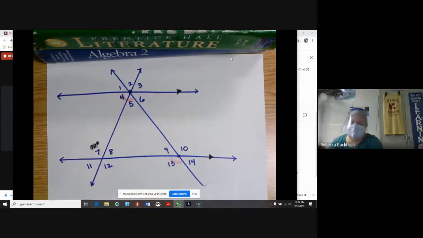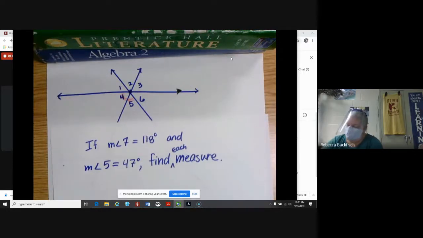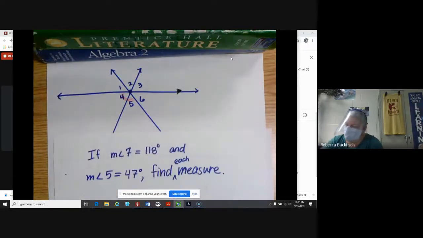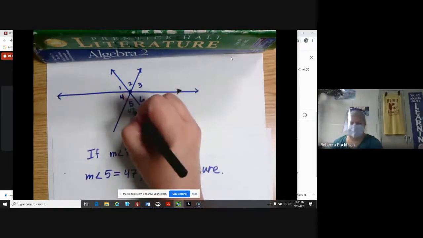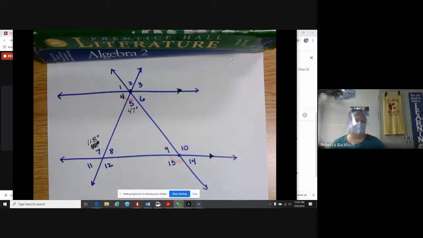There we go. 7 is 118 and 5 is 47 degrees. So 7 is 118 and angle 5 is 47 degrees. And we're supposed to find all the rest of the angle measures. So I need to give you guys time to do that. If you are watching this video later, you're going to want to probably fast forward a little bit. Or you can be doing it on your own.